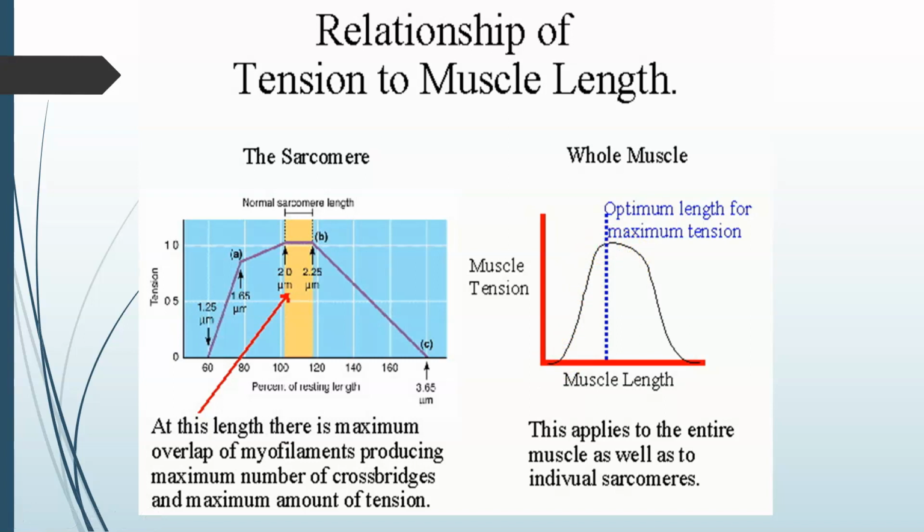In other words, at a particular length, we get the greatest amount of cross bridges between actin and myosin, and therefore the muscle can create a large amount of tension. So when we look on this side and we see the same idea, when we look at the percentage of resting length between 100 and 120, we can see that we can achieve the greatest amount of tension. In other words, at this length, there is maximum overlap of myofilaments producing maximum number of cross bridges, and therefore can create the maximum amount of tension.